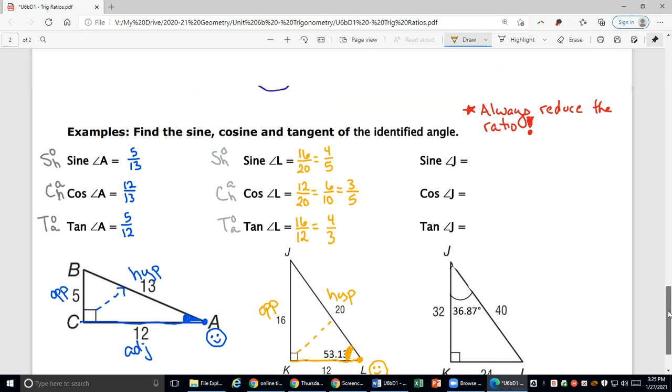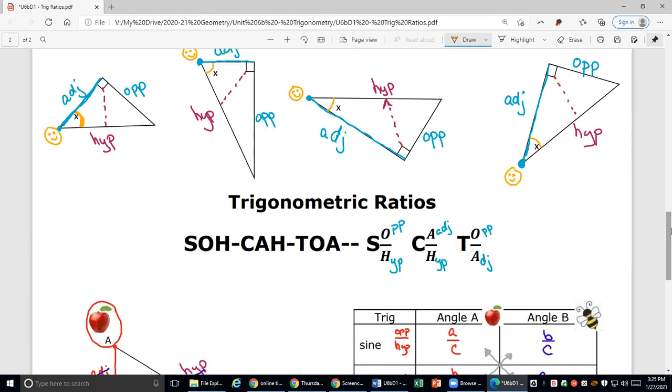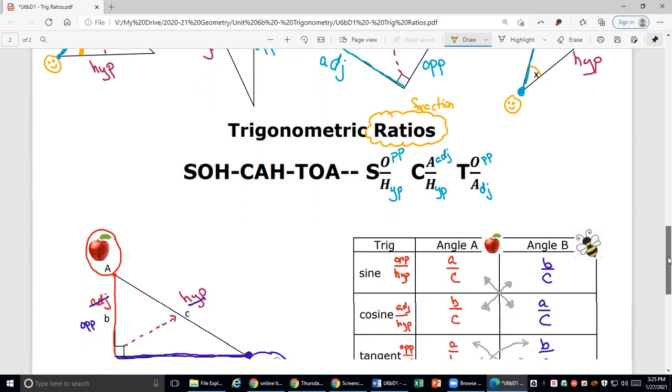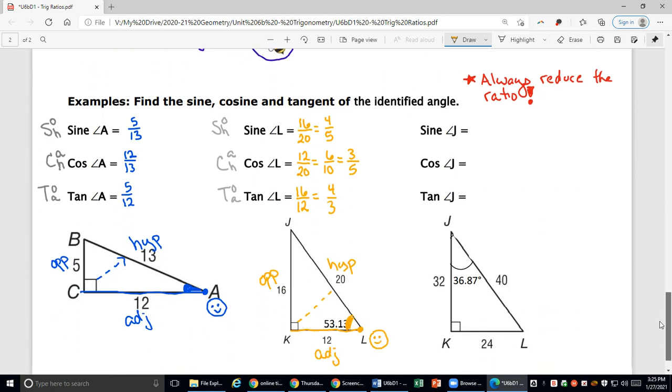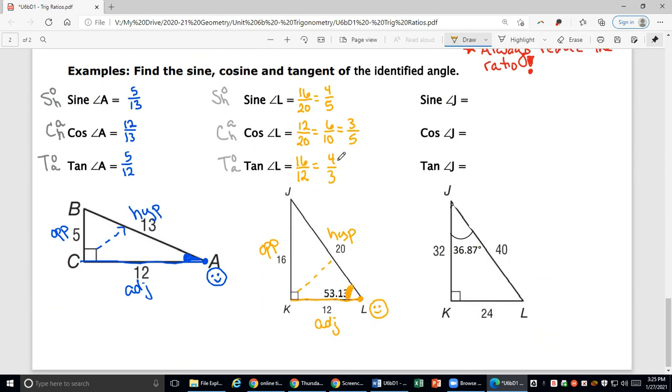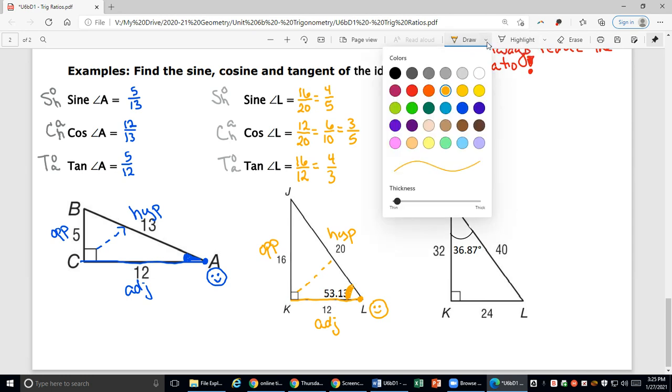And these, when you look back up at what we're doing, these are trigonometric ratios. And remember, that is a fancy word for fraction that compares two values. So if you end up with a mixed number, you're no longer just comparing the two values. So you want to make sure that you reduce it, and if it's improper, that you leave it improper.